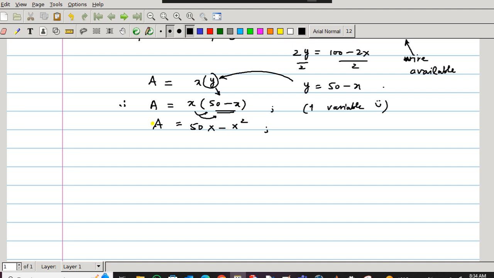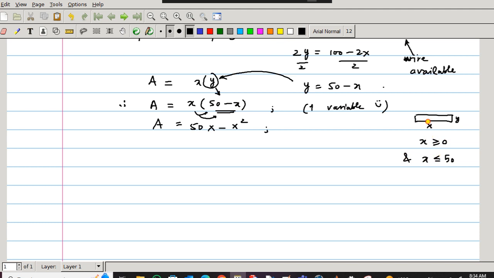Now you see my rectangle is x and y. So x can be as small as 0. x cannot be negative, right? Because it's the length. Lengths are usually positive, right? So it can be greater than or equal to 0. And it has to be less than 50, not less than 100.